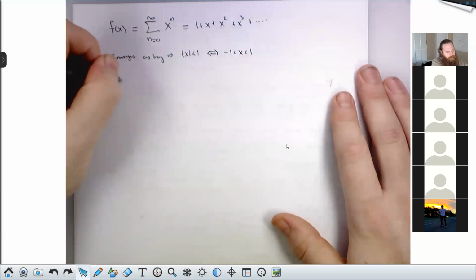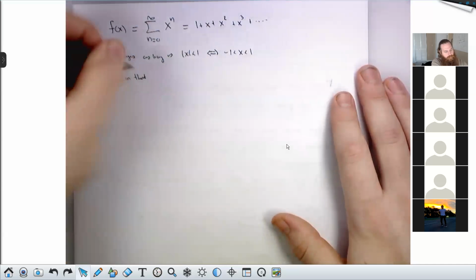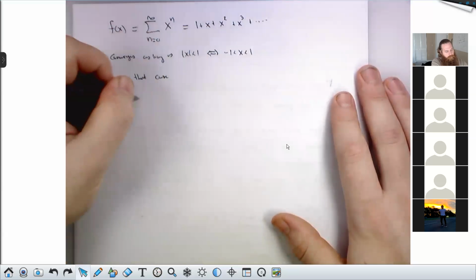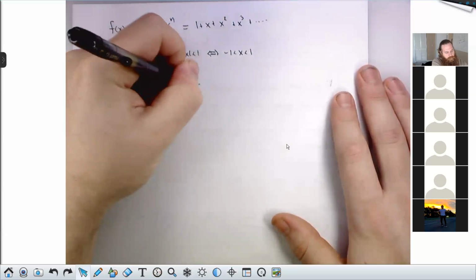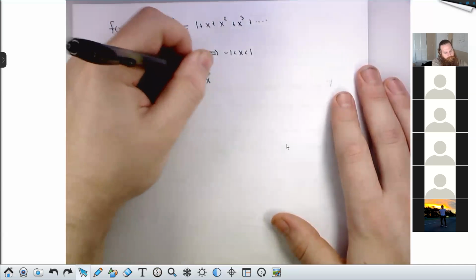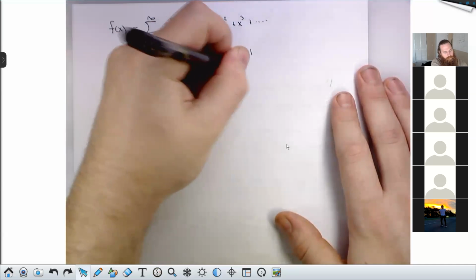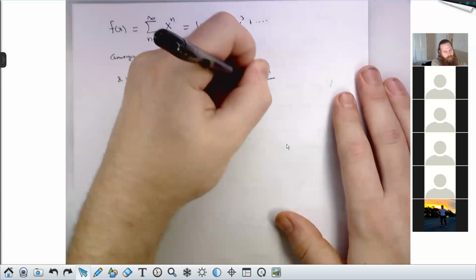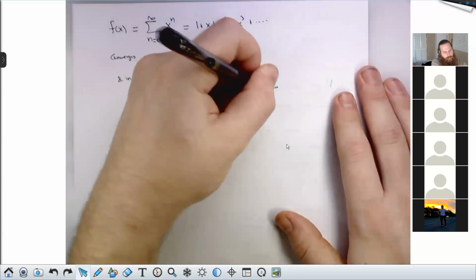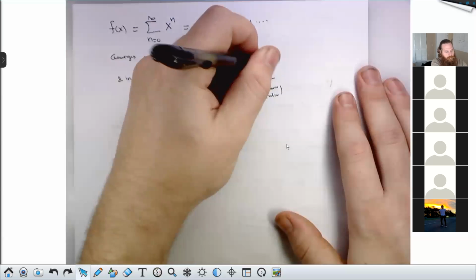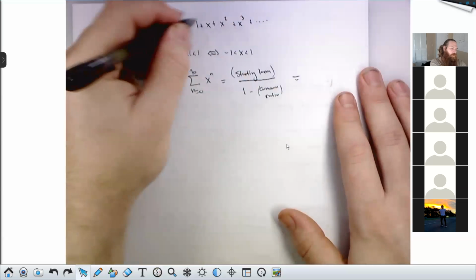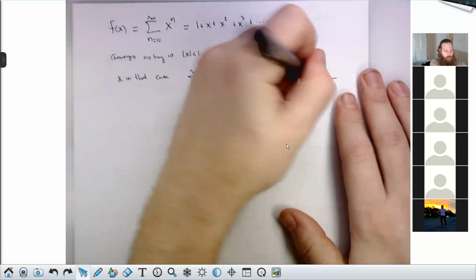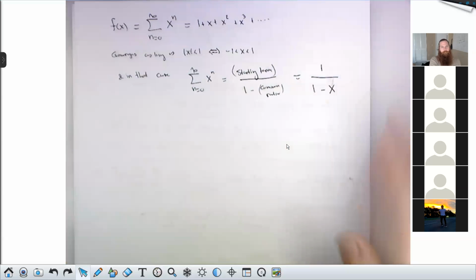And in that case, the formula for the sum of a geometric series, remember, this is always the starting term over 1 minus the common ratio. Well, the starting term here is 1, and the common ratio is x. So this power series converges to this function.